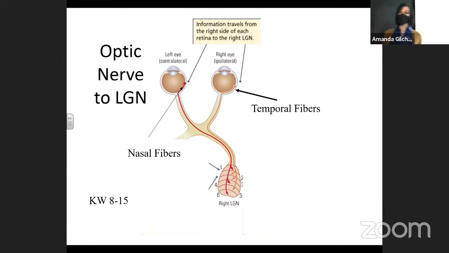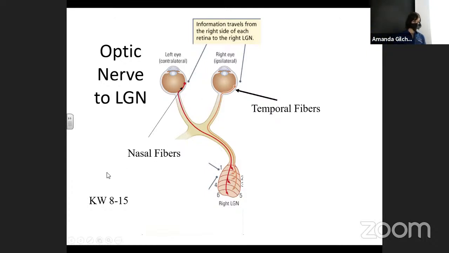Okay, so here is another look at the retinogeniculostriate pathway. One easy way to remember what retinal fibers go where is to remember that the right side of each retina goes to the right lateral geniculate nucleus. So here's the right portion of the left eye, here's the right portion of the right eye, and they both go to the right lateral geniculate nucleus.